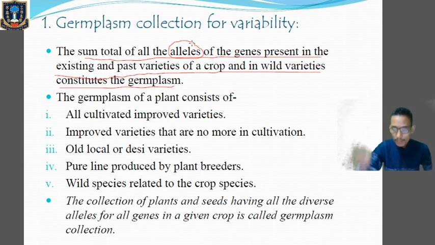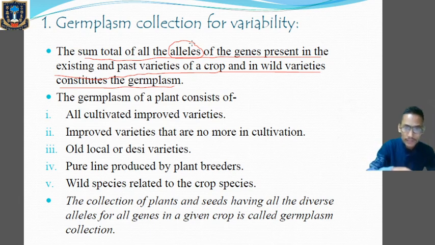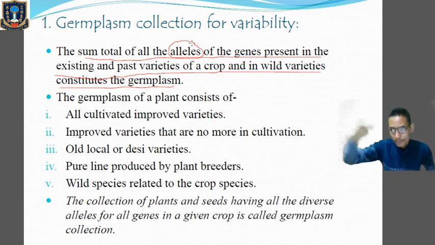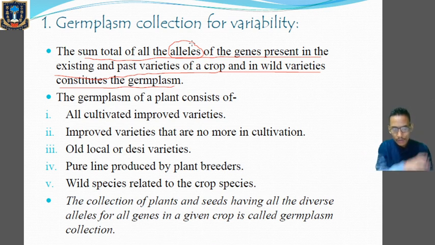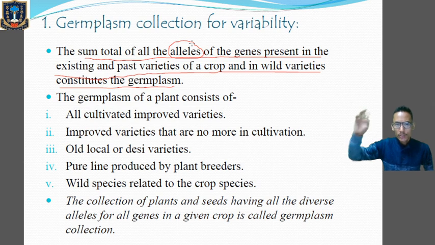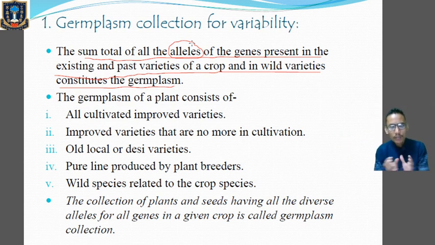Because whatever plants we are domesticating today have been collected and cultivated from their wild ancestors, from the wild varieties. Okay, so we have to collect all the alleles of our genes of the plant present in the present time, in the past varieties of the crop, and also in their wild varieties, and that will form the germplasm. Okay, and the collection of all the plants and the seeds having all the diverse alleles of all the genes in a given crop is called germplasm collection.